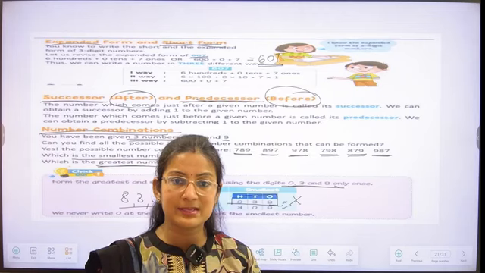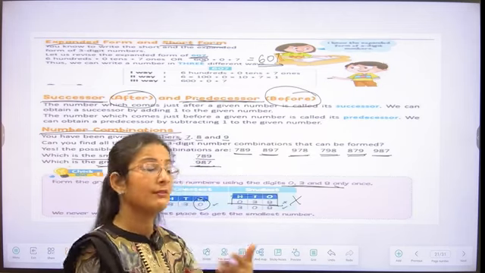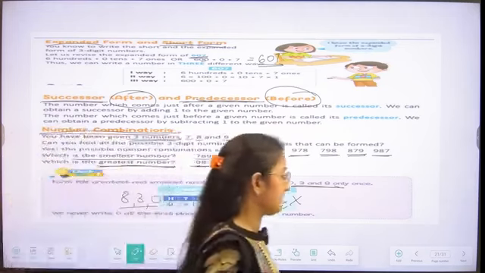So is everyone understanding how we can form numbers by using different digit combinations? Very good, students.